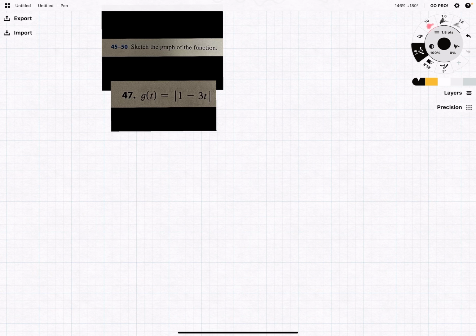With most graphs, if it's not something that we can see instantly, it's probably good to make a table of values for it. So let's go ahead and get started, and we'll have x and y, and let's just make some arbitrary values. So we'll do -2, -1, 0, 1, and 2. It's usually a good starting point for finding some points of a function.